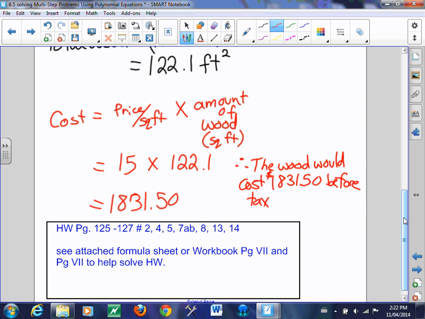Okay, just on a side note, folks, if they ask you to do tax, remember, just take your total, which is $1,831.50, and times it by 1.13 will give you your total. Okay? All right? The 1 means you got to pay for the product, and the 0.13 is your tax.